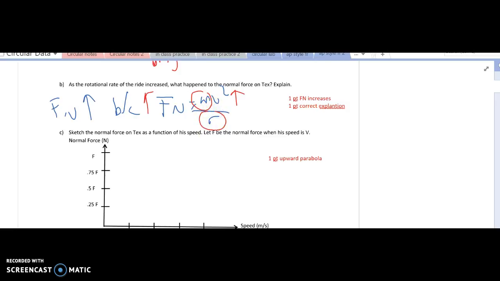Okay? You can't just circle what I have here, you have to explain, so I'll write a sentence or so with that. Another way to think about it, right, is as you go faster, you need to change direction more, and what causes the object to change direction? The normal force. So with that, you could say more velocity needs more of a force to keep it into the circle.